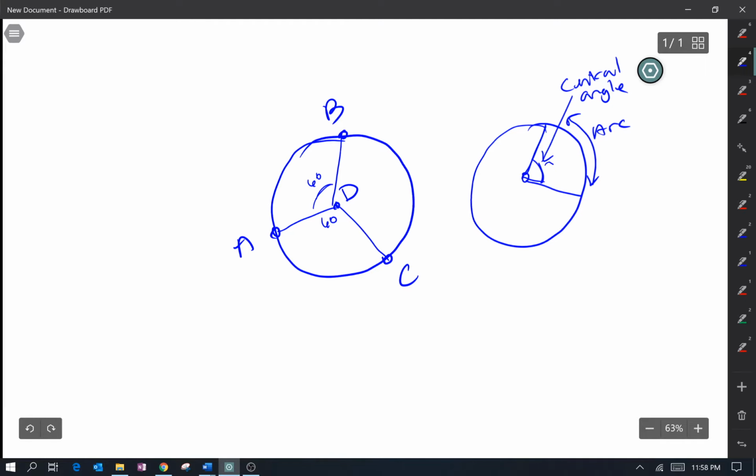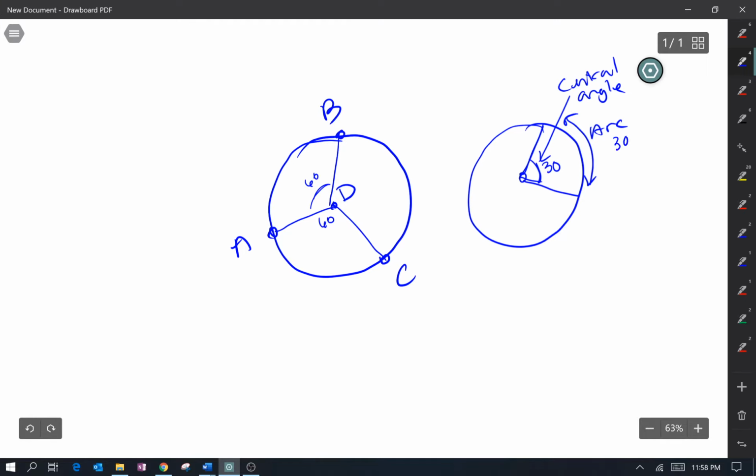So if the central angle is 30 degrees, then the arc is 30 degrees. So these are related to each other. If the central angle is some degrees, then the arc would be the same thing. Now that's not true if it's not a central angle, but it is true for central angles. So arc is equal to angle if it's a central angle.